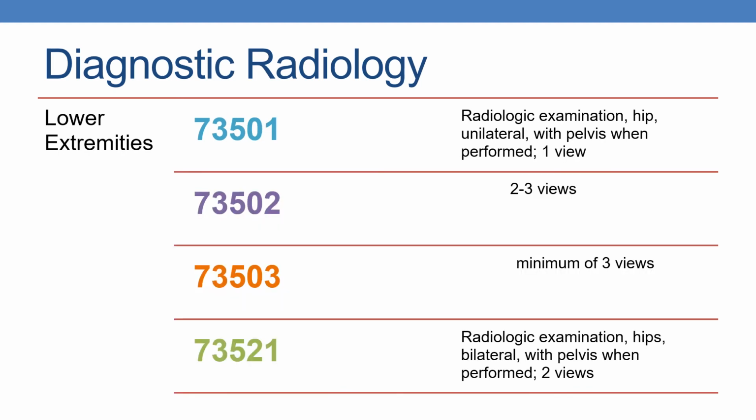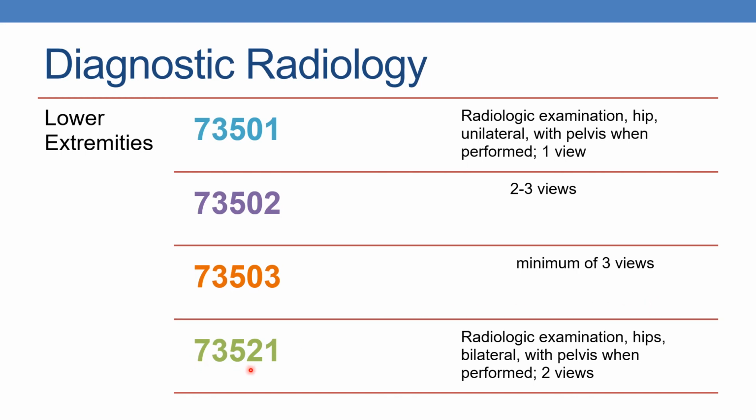Now coming to diagnostic radiology CPTs for lower extremities. The first CPT is 73501, which is radiological examination hip unilateral with pelvis when performed, 1 view. The next is 73502, radiological examination hip unilateral, 2 to 3 views. The next is 73503, radiological examination hip unilateral with pelvis when performed, minimum of 3 views.